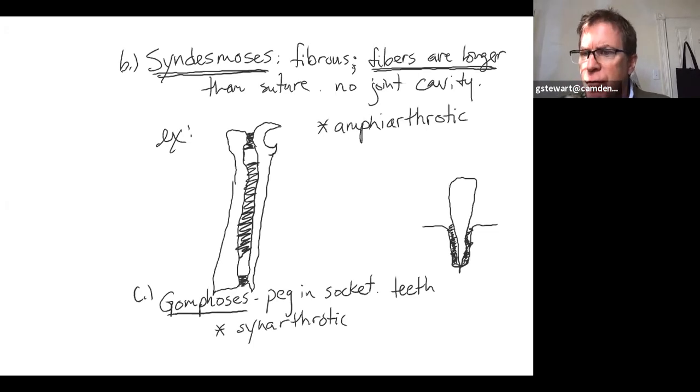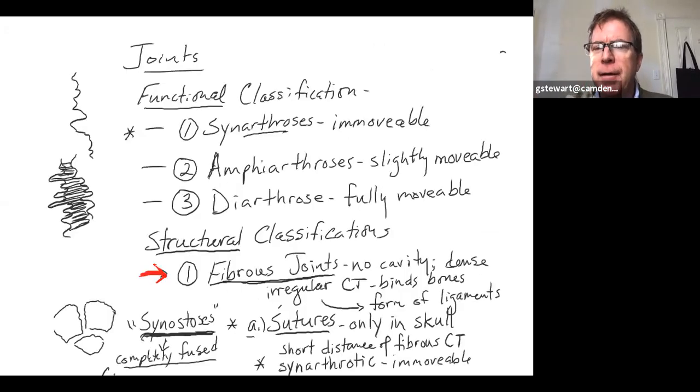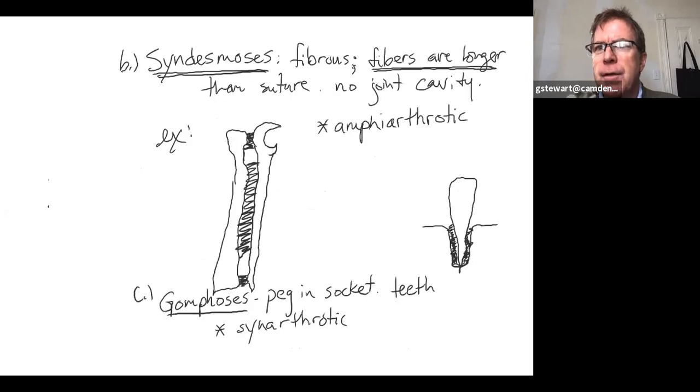All right, I'm just going to review with you. So let's go back to page 1. We've already identified 3 functional classifications: immovable, slightly movable, fully movable. That should have an S at the end of it. Now we're still studying structural classifications, and we finished 3 types of fibrous joints: sutures, syndesmoses, which just means a little bit longer fibers, and finally gomphoses, which is a peg and socket with our teeth, short fibers again.